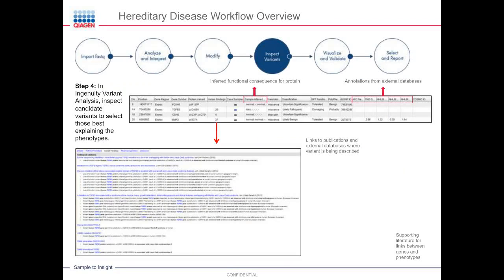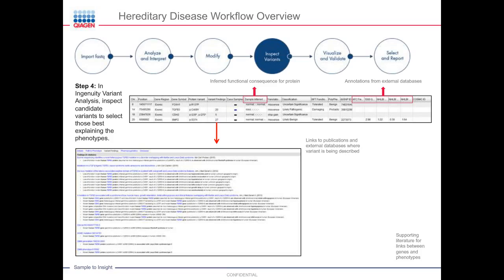But of course, before you validate, you want to make sure that you really have a really good candidate here. And there we come to the inspection of variants, and the best way to do that is in Ingenuity Variant Analysis. At the end of the filter cascade, you get a list of candidates, which is maybe then ranked because you have the phenotype-driven ranking filter applied.